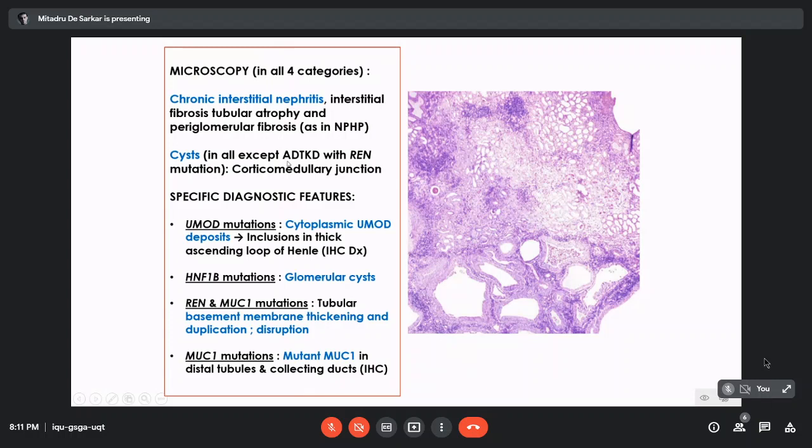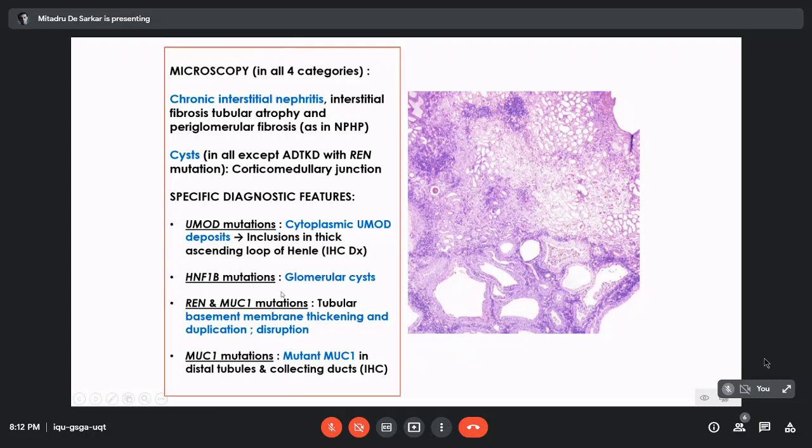It's almost the same that you see in the case of NPHP, except that there are specific diagnostic features which need to be considered. So, in the case of uromodulin mutation, you have these cytoplasmic UMOD deposits which can be picked up by IHC. In the case of renin mutation, you have IHC for renin, which basically shows no staining. So the lack of staining there would be diagnostic. But renin and MUC1 mutations are also often associated with the one that I had already shown previously, basement membrane thickening along with duplication as well as disruption.